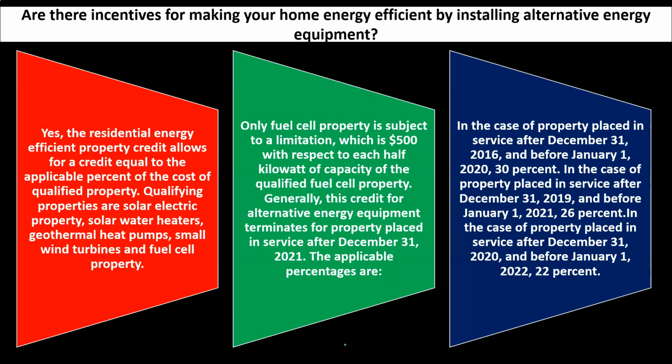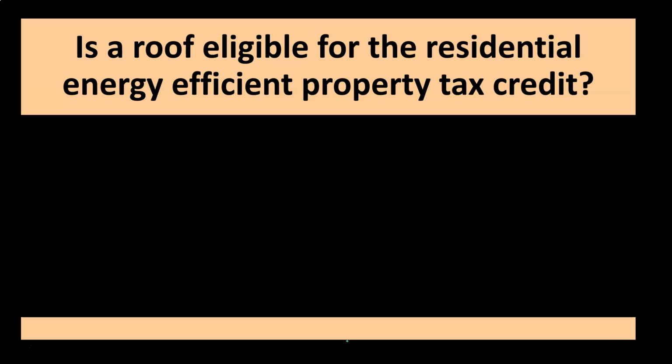So again, in the case of property placed in service after December 31st, 2016 and before January 1st, 2020, 30%. In the case of property placed in service after December 31st, 2019 and before January 1st, 2021, 26%. In the case of property placed in service after December 31st, 2020 and before January 1st, 2022, we have the 22%. So is a roof eligible for the residential energy efficient property tax credit?